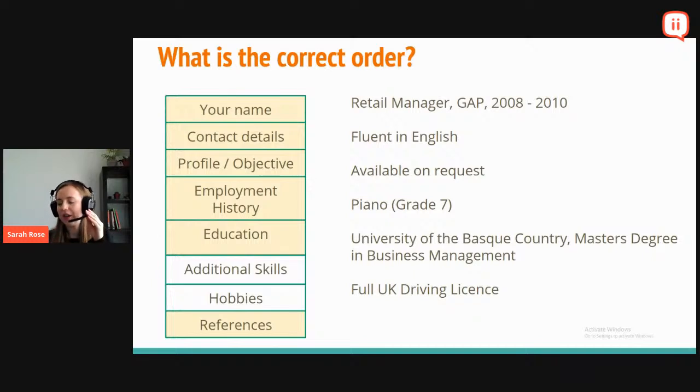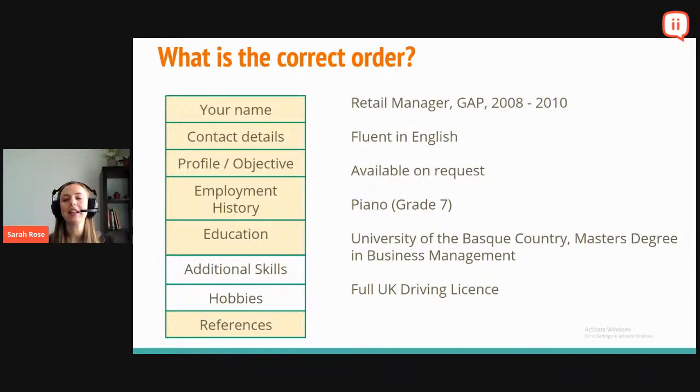Yeah, thank you for sending in your guesses for the order. They all look very good. Well done. Good, Virginia. Nice. Virginia, I would usually put the references at the end, as you can see here. But I can see if you think, yeah, I would put it after additional skills. Good, Javier, very good. Nice, okay. So let's have a look.